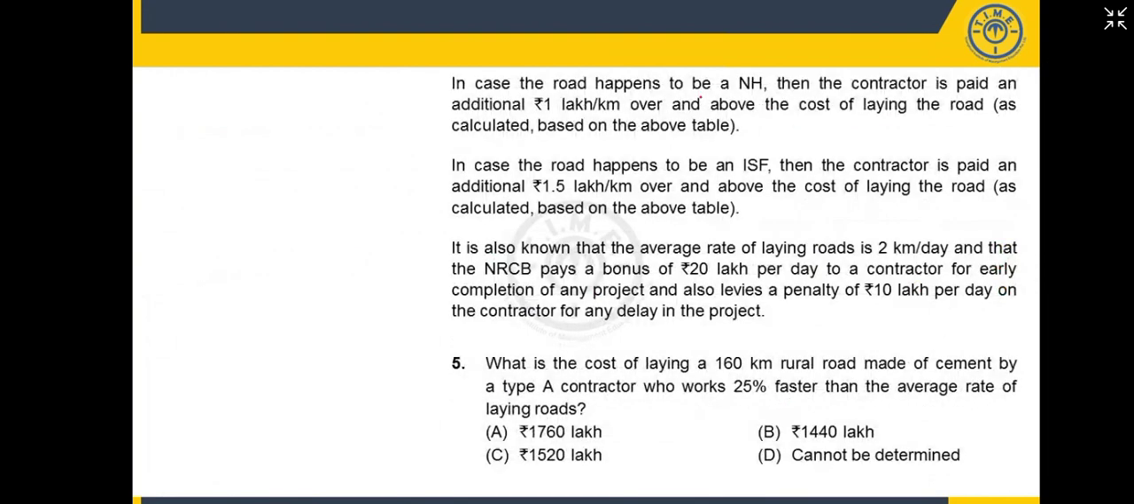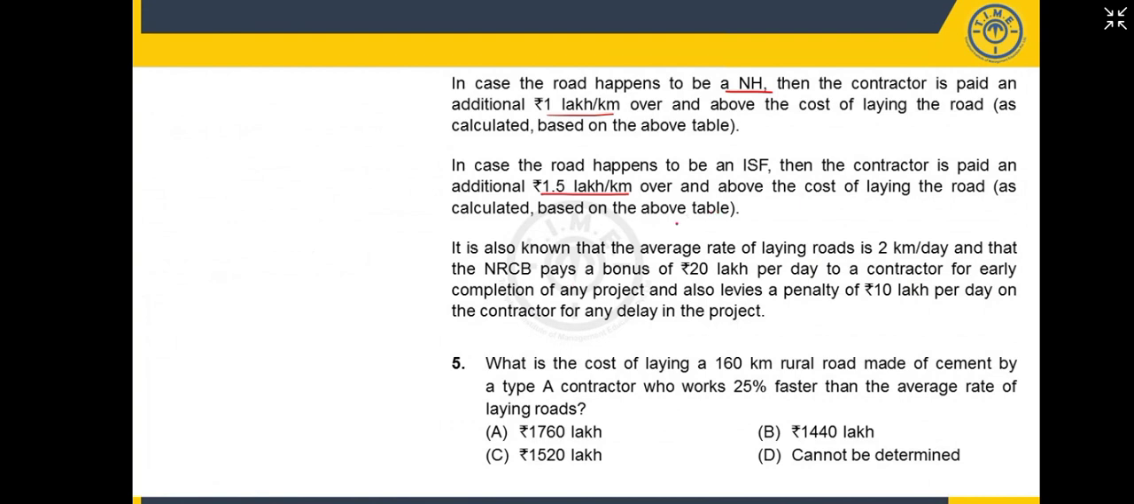Now, in case the road happens to be a national road, then the contractor is paid an additional 1 lakh over and above the cost of laying the road as calculated above. Okay, so 1 lakh per road if it is a national highway, and if it is ISF, 1.5 per kilometer.